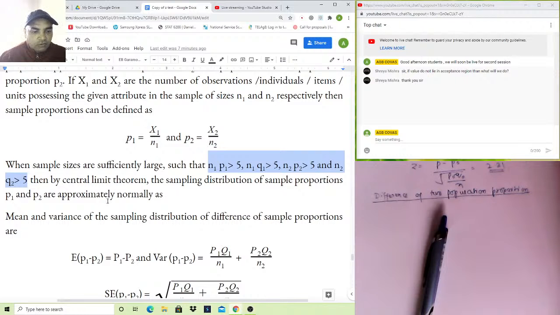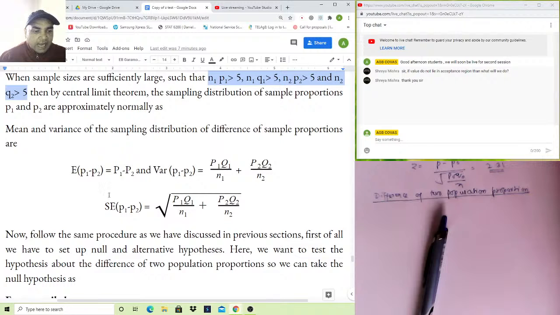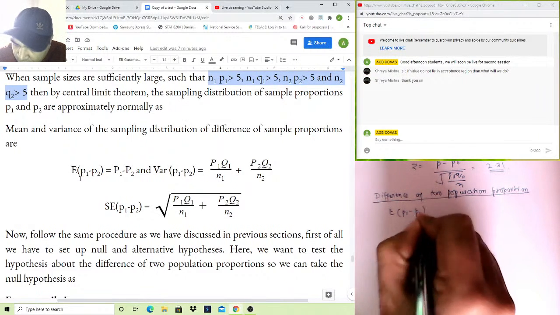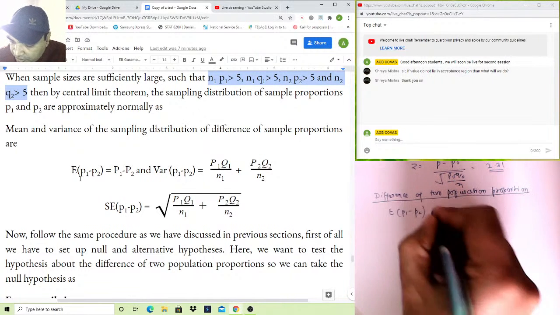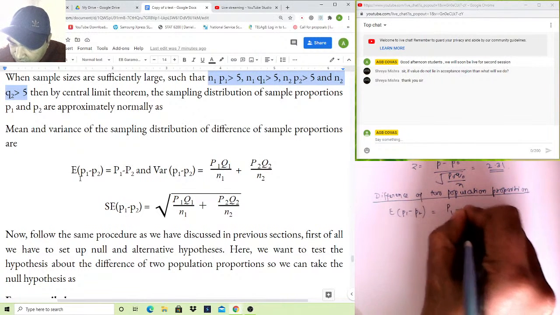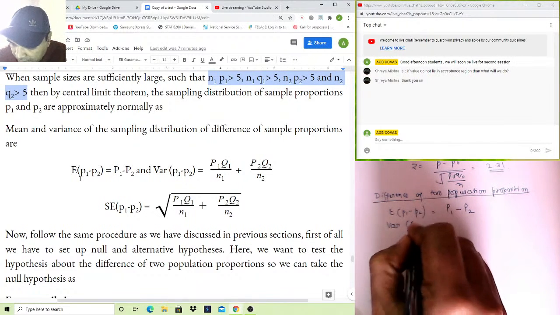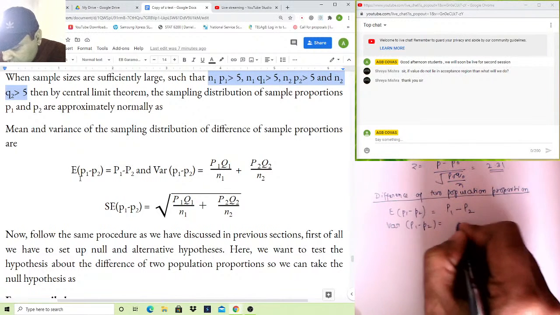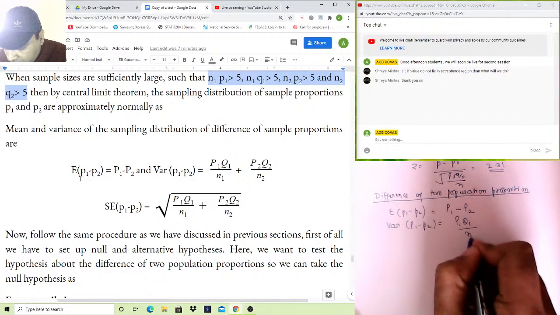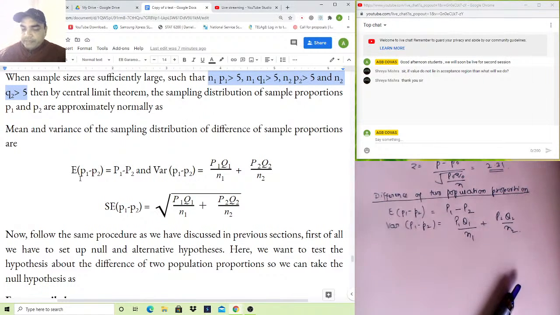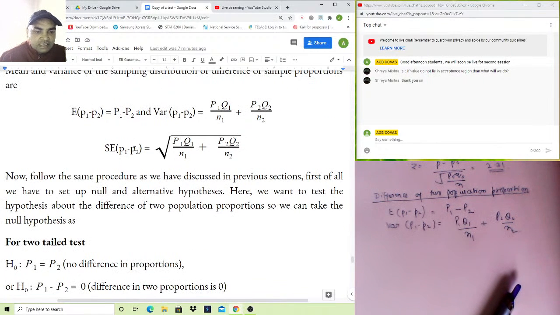This sampling distribution will follow approximately a normal distribution, and its mean, since we are testing for the difference of two population proportions, will be equal to proportion 1 minus proportion 2. The variance of P1 minus P2 will be equal to P1 Q1 upon N1 plus P2 Q2 upon N2. Similarly, we can find the standard error as the square root of this variance of the difference.